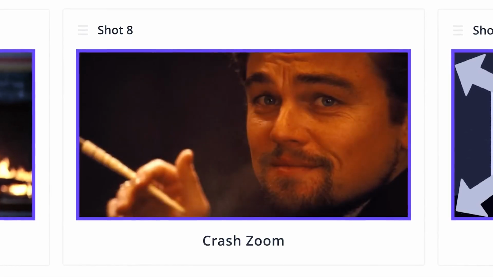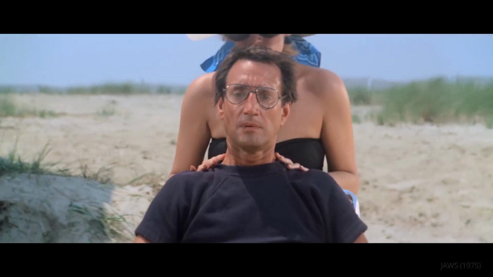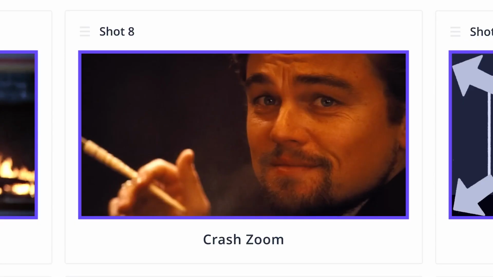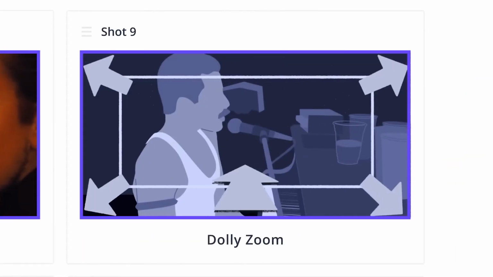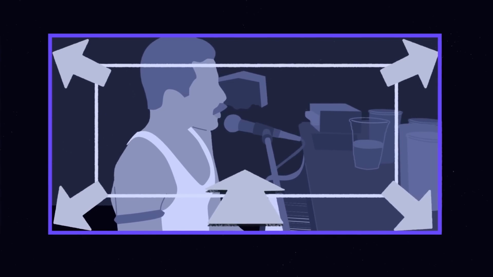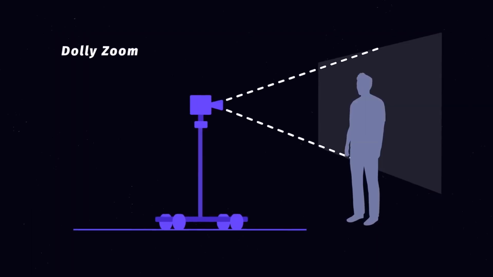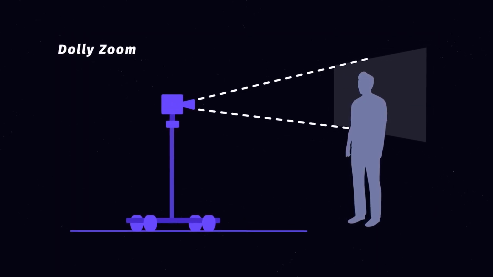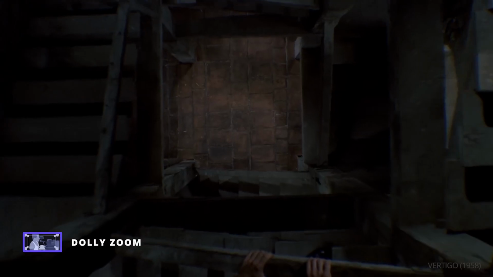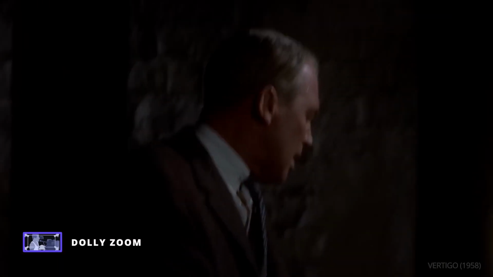Now, what happens when you pair the in-camera movement of a zoom with physical movements of a camera? It's none other than the dolly zoom. A dolly zoom utilizes both a dolly movement and lens zoom to create something called the vertigo effect, named after its dramatic use in Hitchcock's Vertigo.